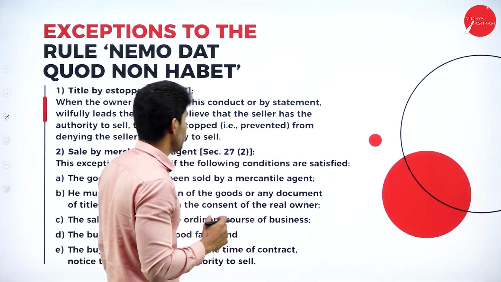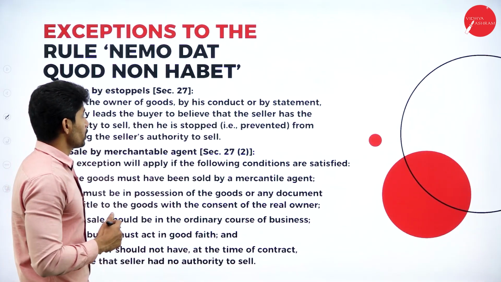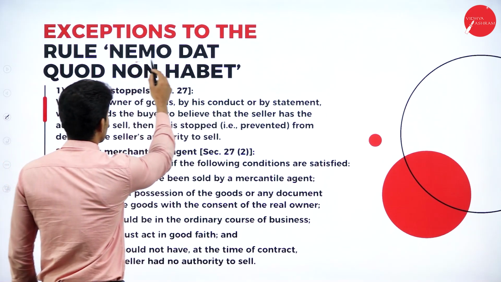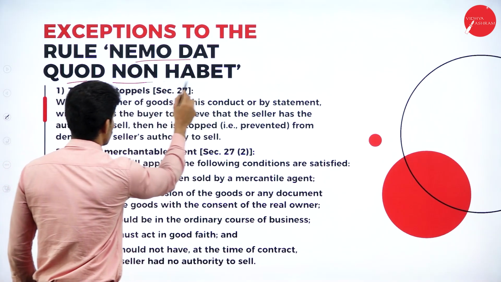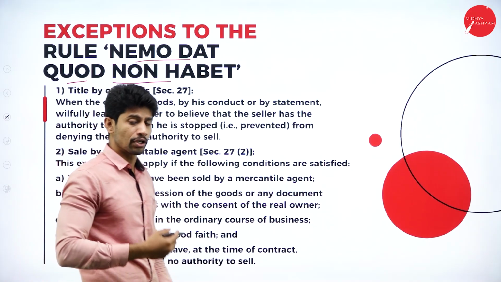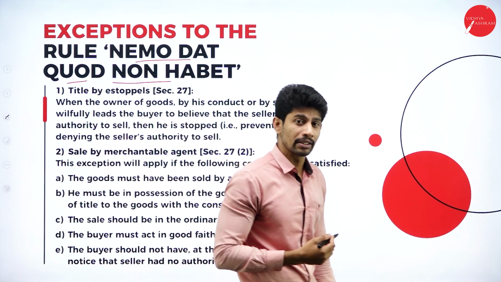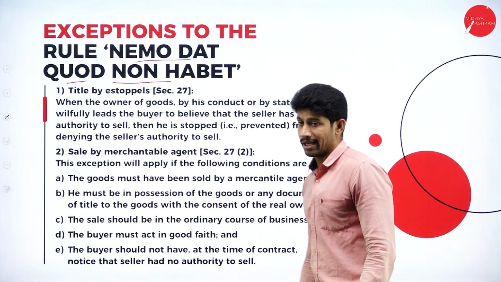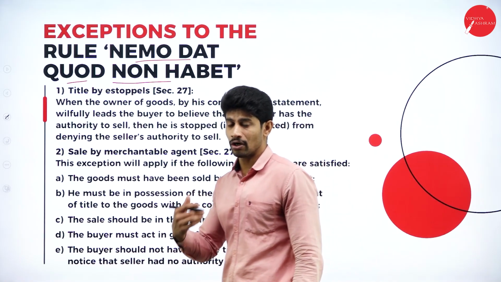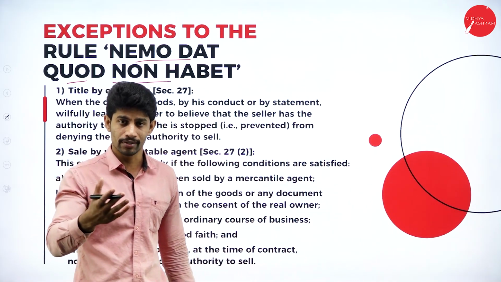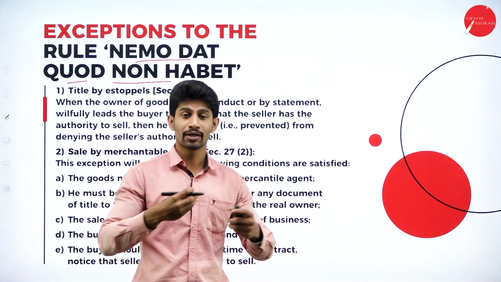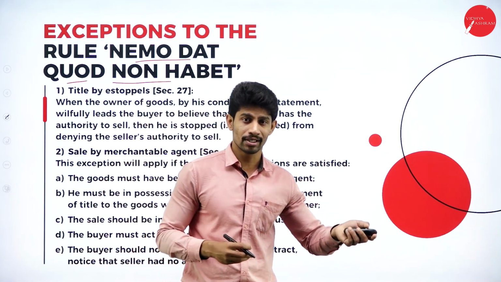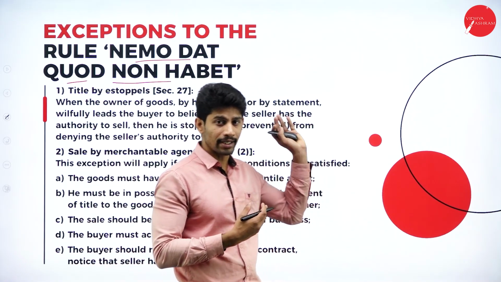So moving further, exceptions to the rule nemo dat quod non habet. We already got to know what it means: nemo dat quod non habet. That means if you have not received it, how can you give it to someone else? If you don't have the ownership, how can you transfer it to someone else? That is the actual meaning. This is a Latin maxim.